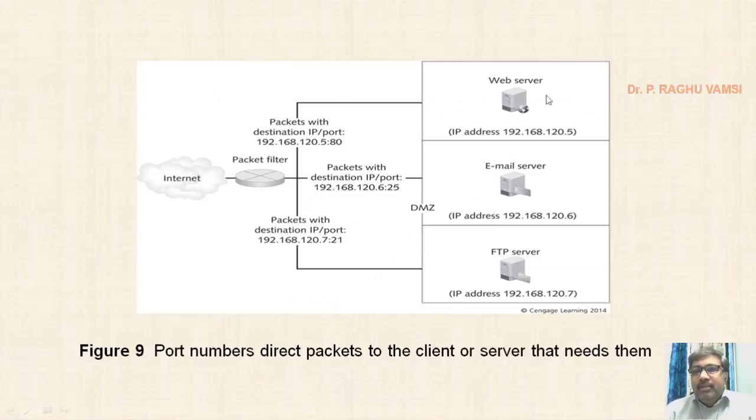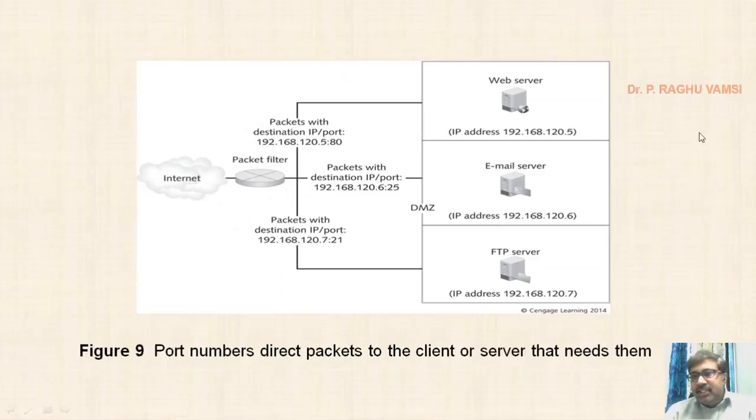Because the web server may have an IP address, and the email server has an IP address, and FTP may have an IP address. So you may provide a particular IP address and the corresponding port number. Only that traffic will be allowed into the DMZ. This is at the outer firewall.